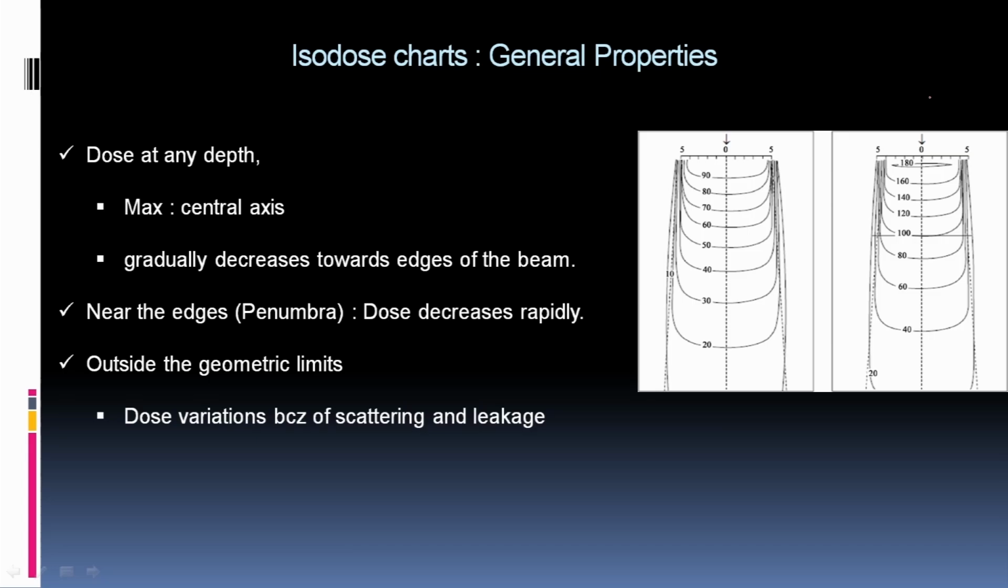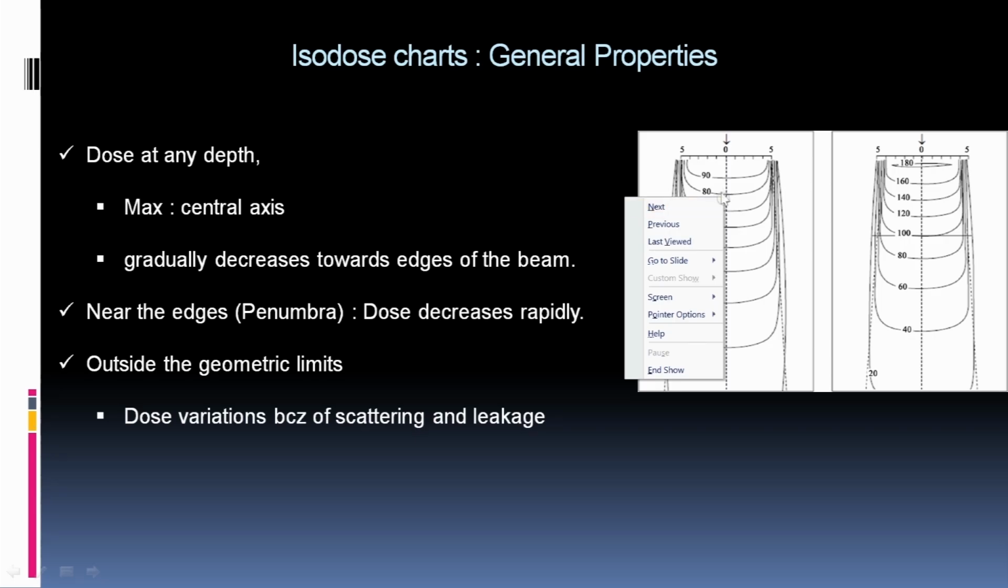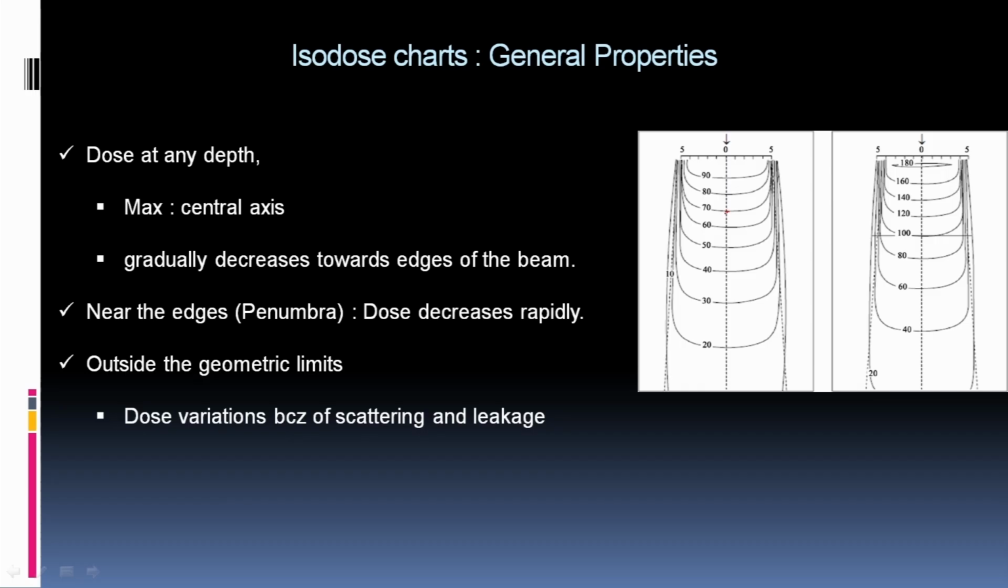You can observe from this isodose chart that the dose at any depth is higher at the central axis. If we draw a tangent from this point, you will see these points receive a lesser dose, meaning this is the 70 degree isodose line. So this point will get less dose than the central axis. So the maximum dose will be at the central axis at any depth and gradually decreases towards the edge of the radiation beam.